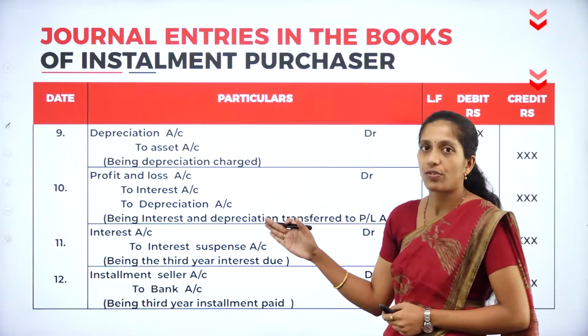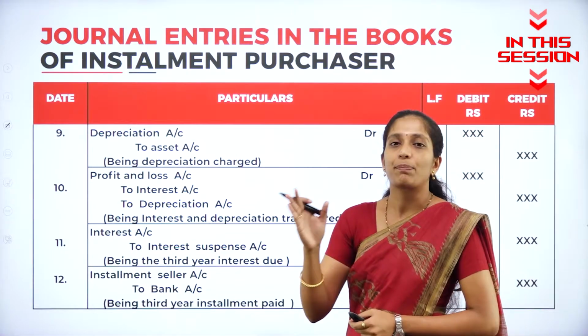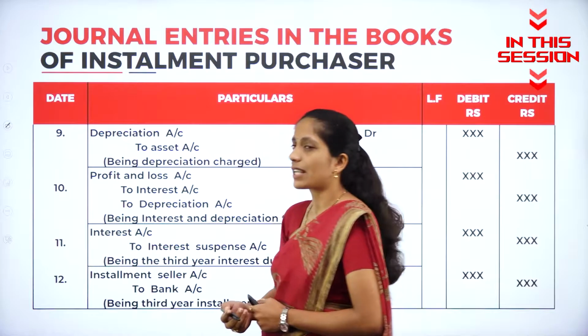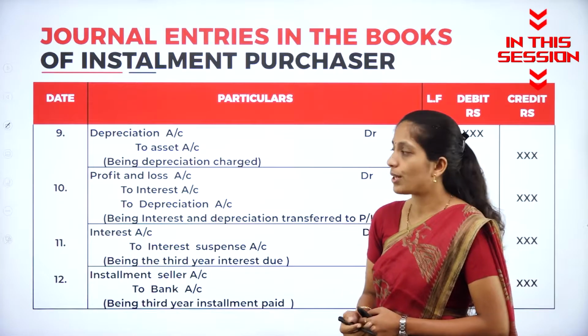Next, fourth entry is for what? Transfer of interest and depreciation to profit and loss account. Your entry remains same. Profit and loss account debit to interest account, to depreciation account.